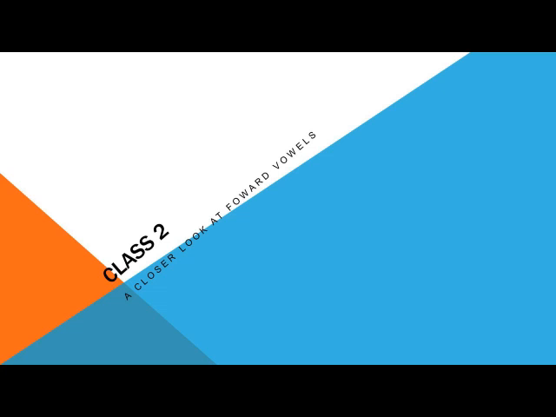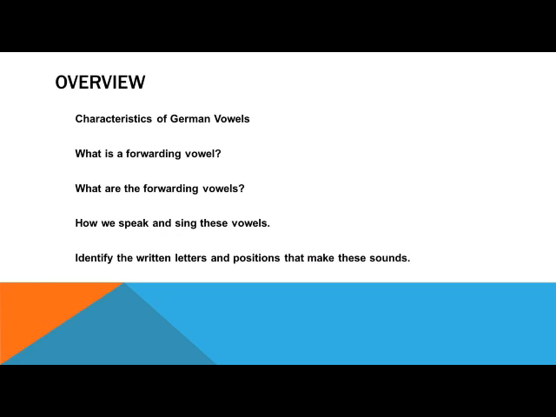This is Class 2, a closer look at forward vowels. In this lecture, we're going to look at the characteristics of German vowels. What is a forward vowel? What are the forward vowels? How do we speak and sing these vowels? And then identify the written letters and positions that make these sounds.